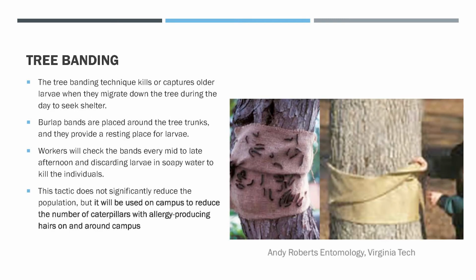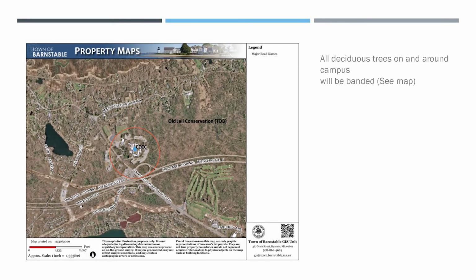Another mechanical control is tree banding. This technique kills and captures older larvae when they migrate down the tree during the day to seek shelter. This tactic does not significantly reduce the population, but it will be used on campus to reduce the number of caterpillars with allergy-producing hairs. Here is a map of Cape Cod Community College and the surrounding area. All deciduous trees on and around campus will be banded.